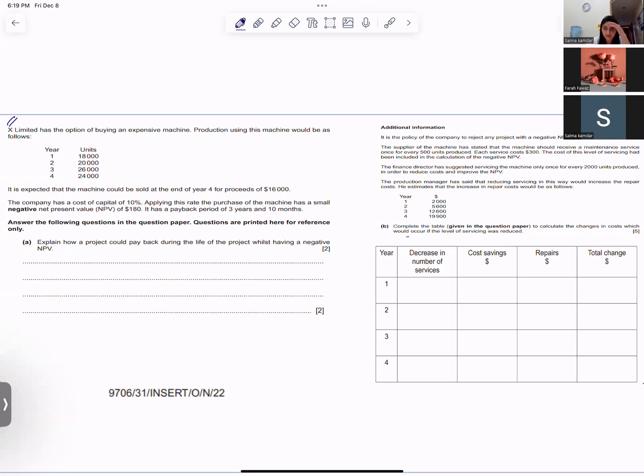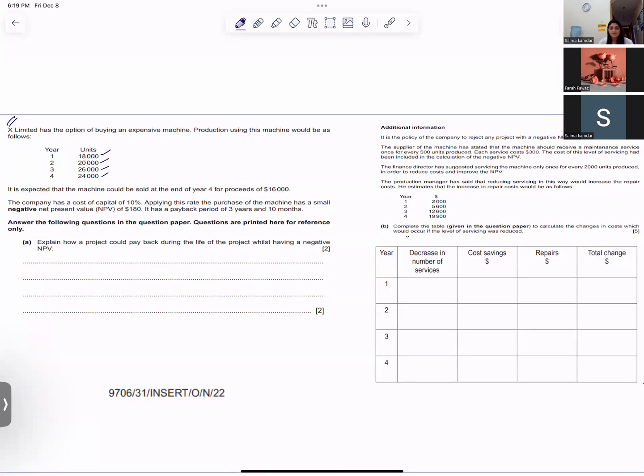X Limited has the option of buying an expensive machine. Production using this machine would be as follows. I have an option of buying an expensive machine, and this machine would give me units. In the first year, I would be producing how many units? 18,000. Second year, I would be producing 20,000. Third year, 26,000. And fourth year, 24,000 units. Okay, go ahead.